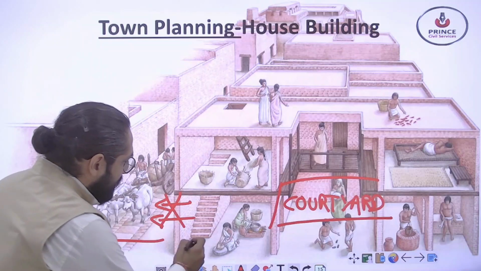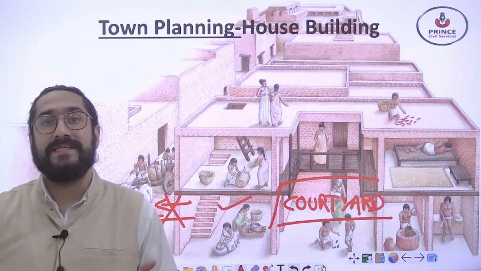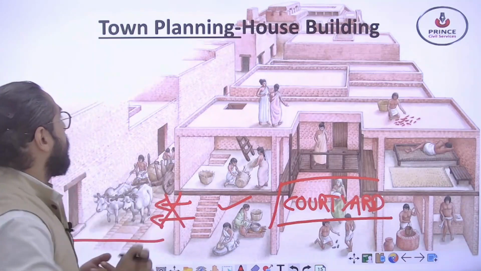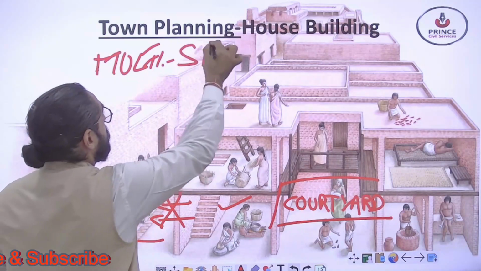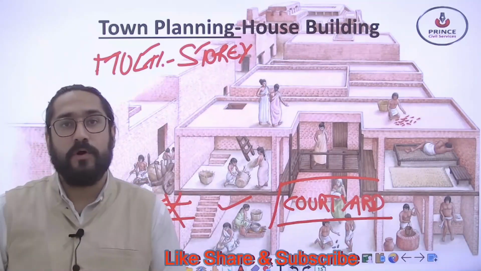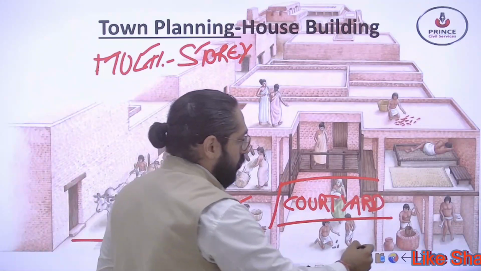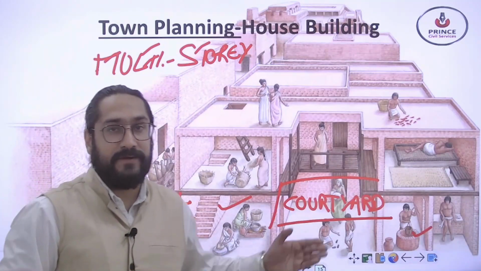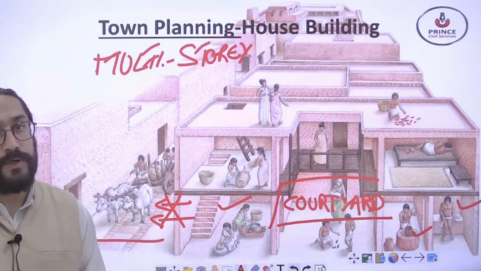Third feature, you can see the stairs here. Why would there be stairways? Because their houses were multi-story. There were 2-floor and 3-floor houses also. Next feature, every house or group of houses had a well for water. The fourth feature is that every house had a toilet or a washroom.